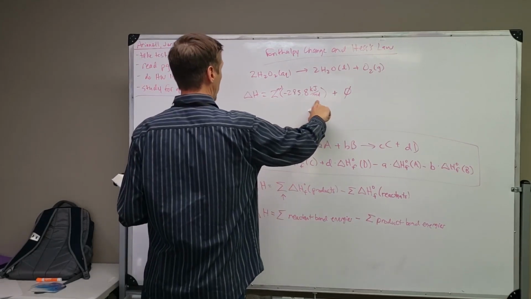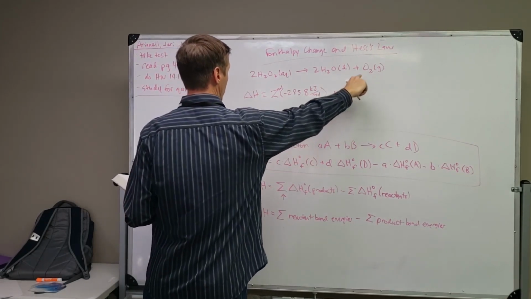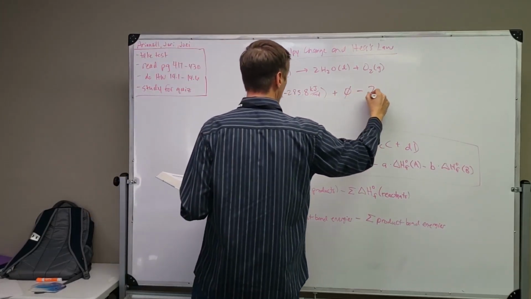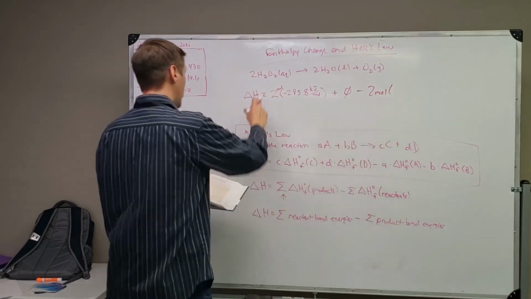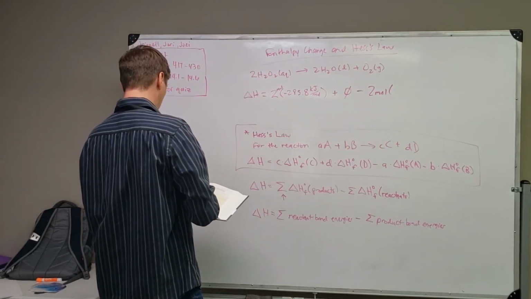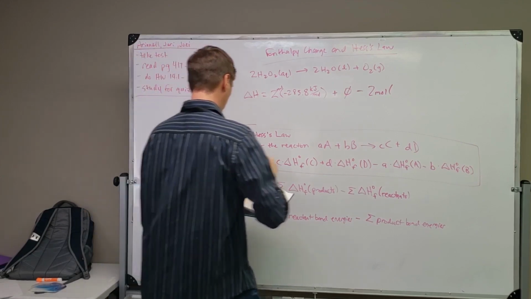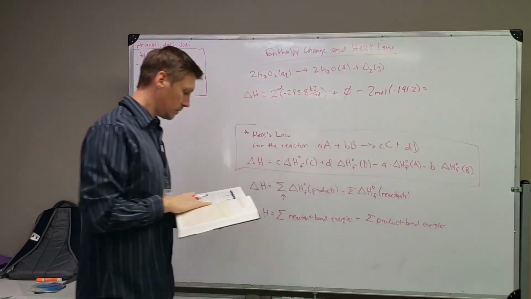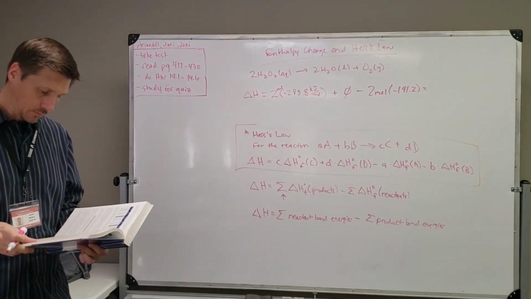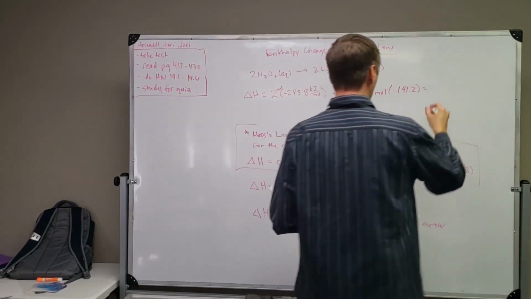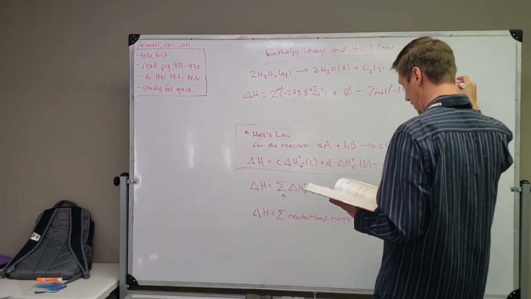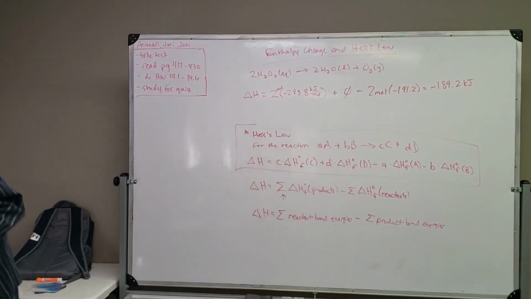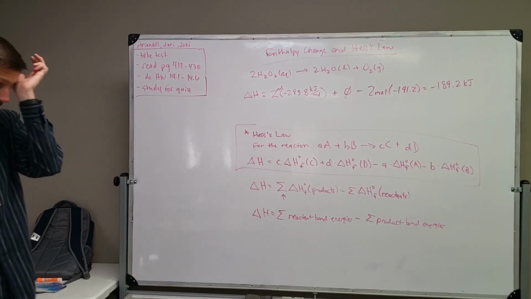So this is the standard enthalpy of formation for H2O plus the standard enthalpy of formation of O2 minus 2 moles times the standard enthalpy of formation of H2O2 in aqueous form, and that is negative 191.2. Punch all of that in our calculator and we get a value of negative 189.2 kilojoules. Did anybody have any questions on how we figured that out?